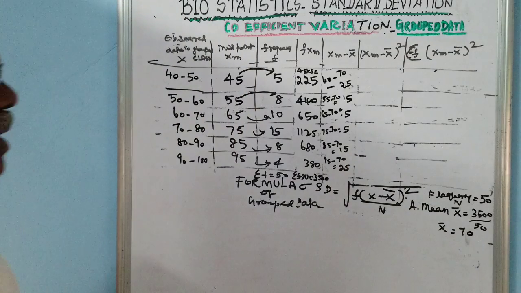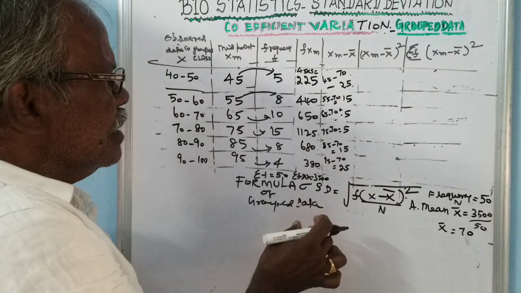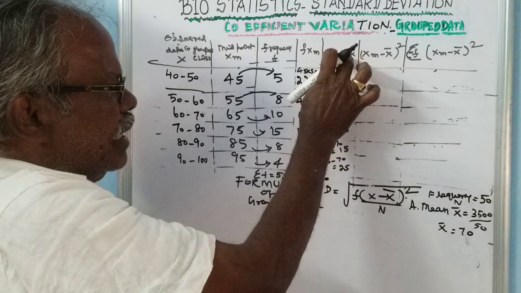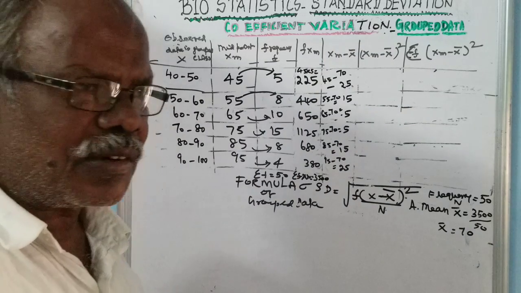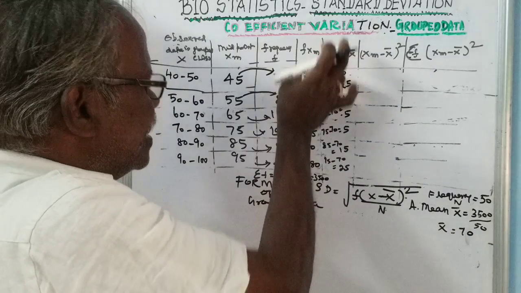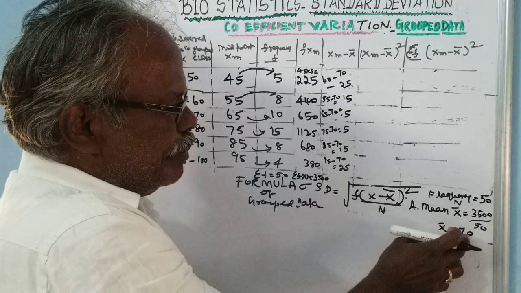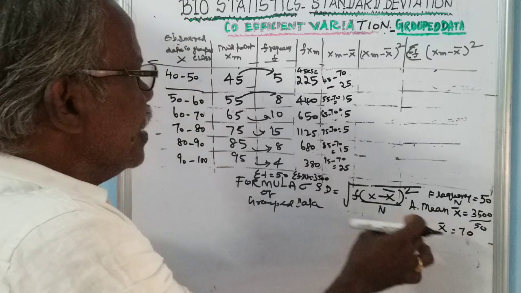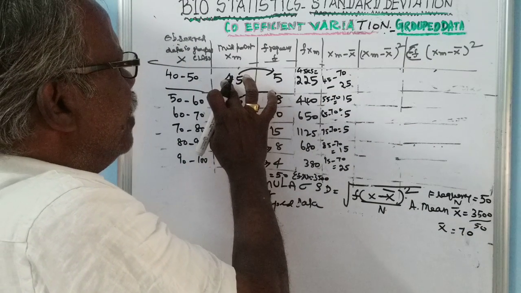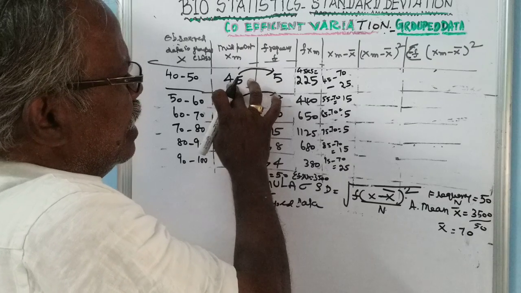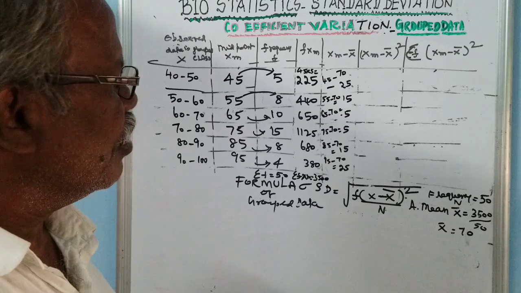Now we have found out xm minus x bar, or x dash. This is the arithmetic mean, that is 70. How is the arithmetic mean calculated? The total fxm divided by the total frequency gives the mean value, the arithmetic mean, that is 70. Now from the midpoint xm, the arithmetic mean is to be deducted. So we have found out all these.